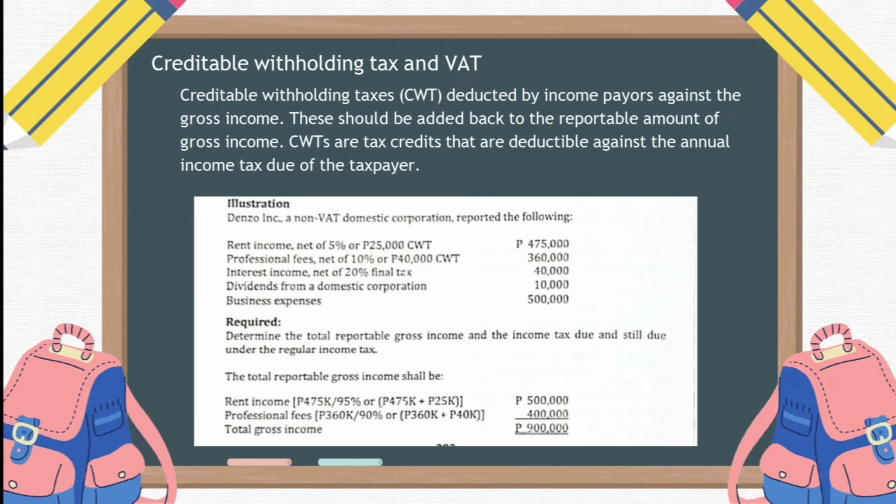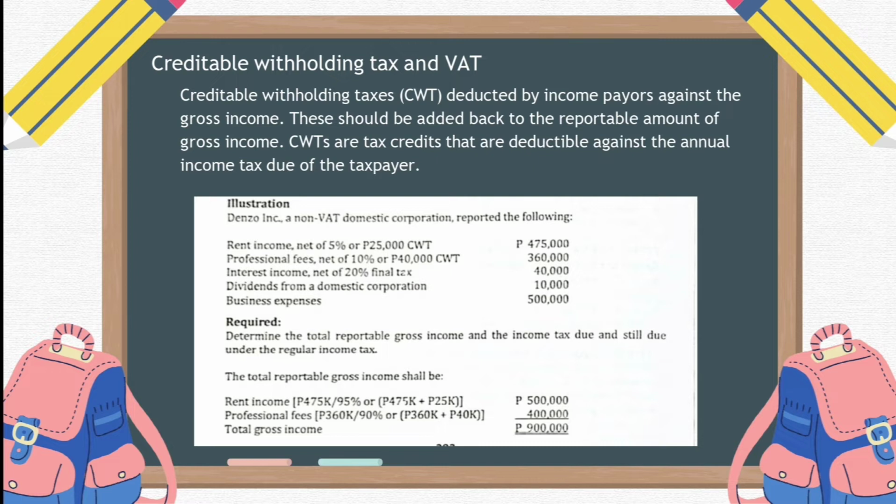Creditable withholding tax. Creditable withholding taxes, or CWT, deducted by income payers against the gross income of the taxpayer are not exclusions in gross income. This should be added back to the reportable amount of gross income. CWTs are tax credits that are deductible against the annual income tax due of the taxpayer.